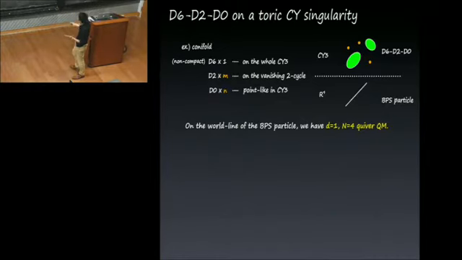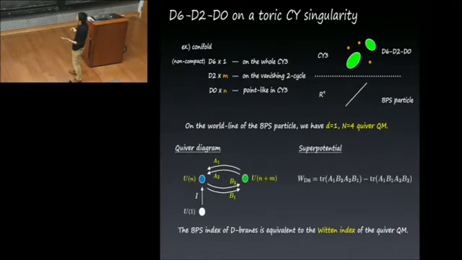So we want to calculate the BPS index of these D-brane bound states, but let us see what the effective theory is living on this world line of the BPS particle. So this is a D=1, N=4 quiver quantum mechanics, but it's a dimensional reduction of the four-dimensional N=1 supersymmetric theory. So the theory is characterized by a quiver diagram and the superpotential.